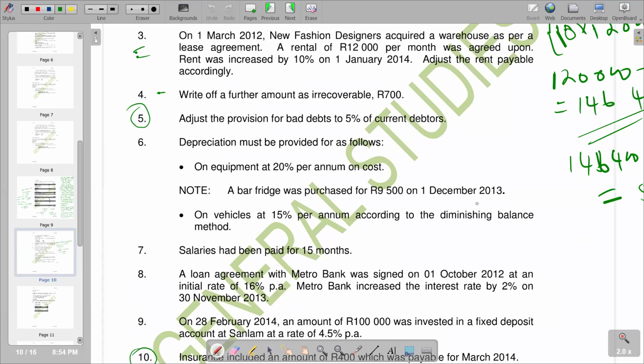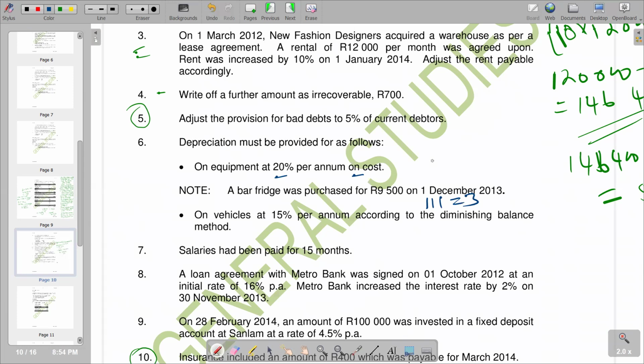So first of all, we have to identify for how many months we had this bar fridge. It was purchased on 1 December 2018, so it was there for December, January, and February. So it was there for 3 months. Remember, the year is ending end of February. To calculate depreciation, when the rate is 20% on costs, it means we're using the straight line method or the cost method, whereby we say percentage times cost. So I'm just going to say 20% of 9,500, then we get an annual depreciation. Then we apportion it for the 3 months that we had that fridge, multiplied by 3/12.